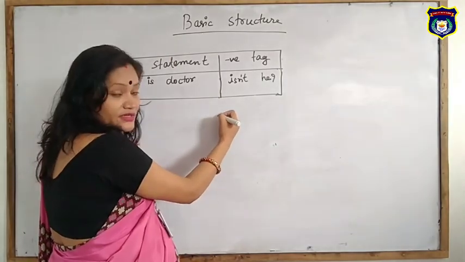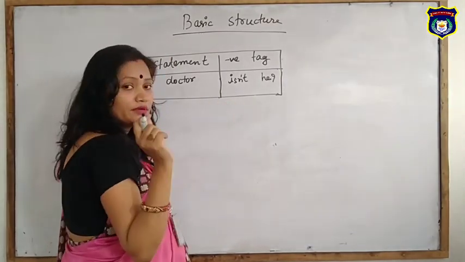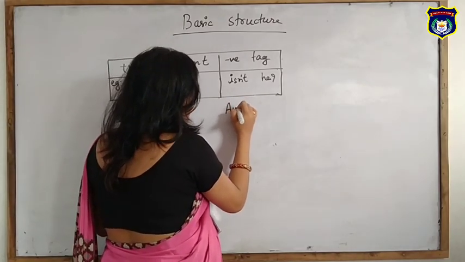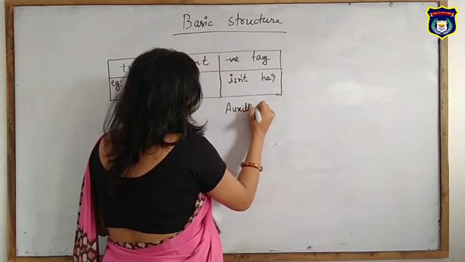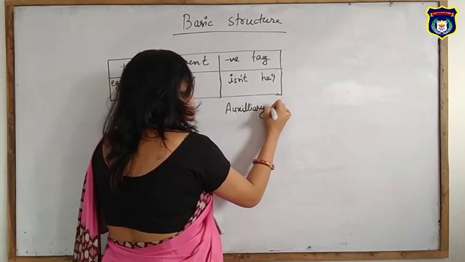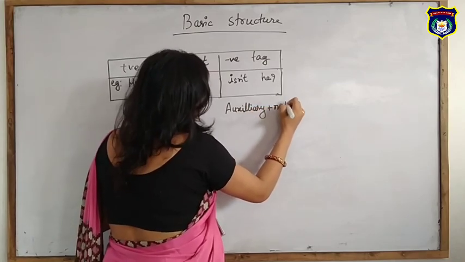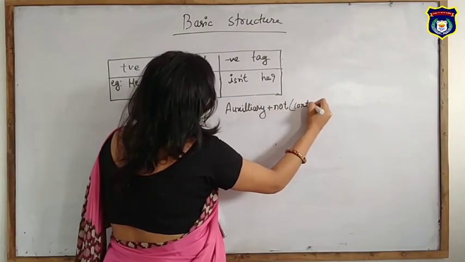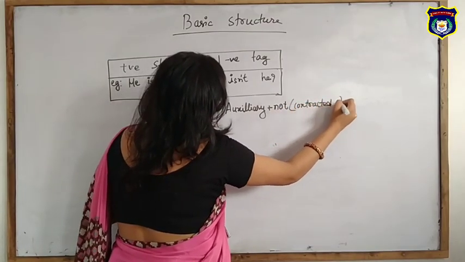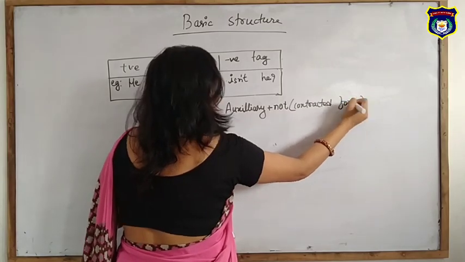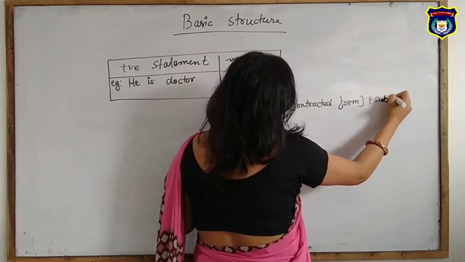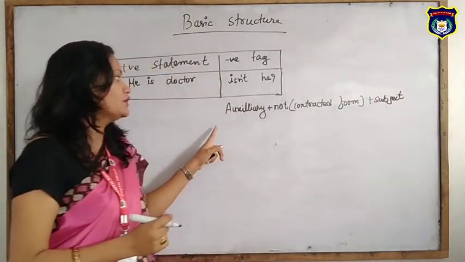Now, the basic structure means to say that whenever we mention the tag here, we always write the structure: auxiliary verb plus not, that should be in contracted form, and then the subject. Okay, now this should be.